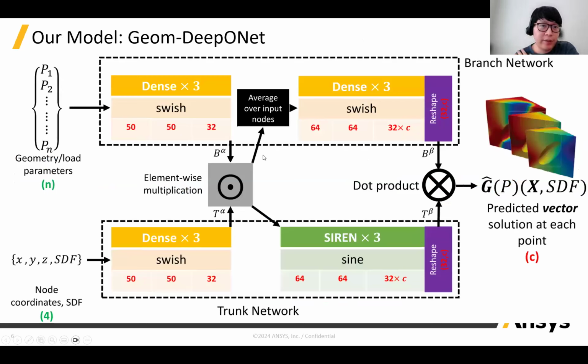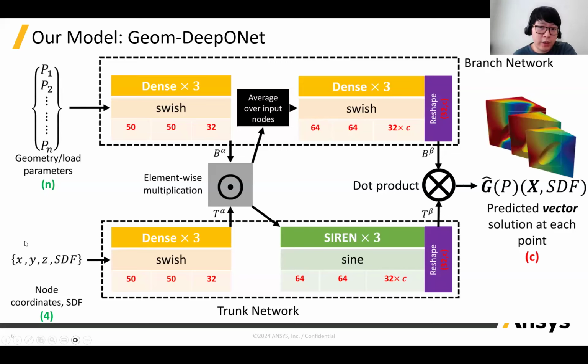So let me talk about our new model, which we call GeomDeepONet, specifically designed for changing geometries. It follows the original DeepONet architecture, with a branch network and a trunk network. In the branch network, we feed in the different parameters we talked about, because in this work we're dealing with parametric models. These geometries are described by geometry parameters, and we can also put in load parameters that control the boundary conditions, how these geometries get loaded, and different scalar parameters. They all go into the branch network.